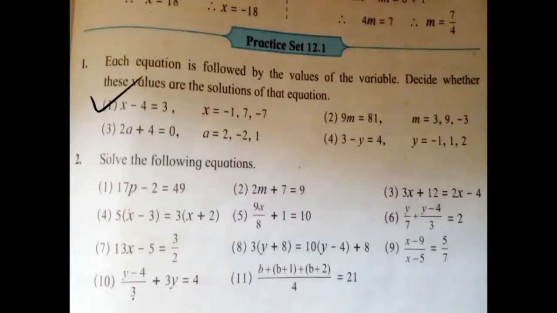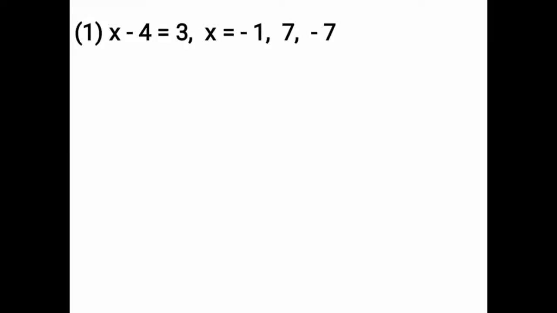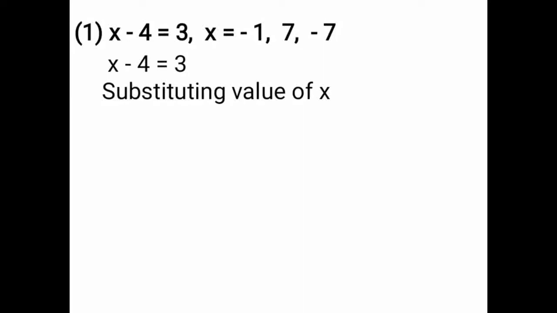First one, x minus 4 is equal to 3. The given values of the variable x are minus 1, 7 and minus 7. You have to substitute the value of x is equal to minus 1 first, okay. Substituting the value of x is equal to minus 1.